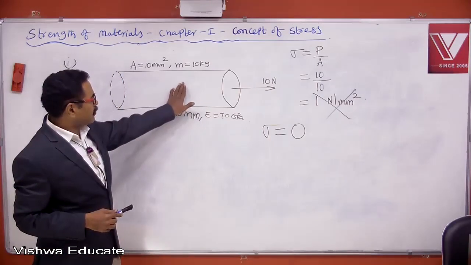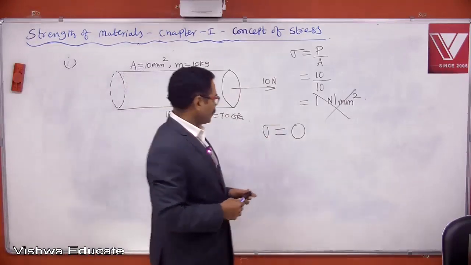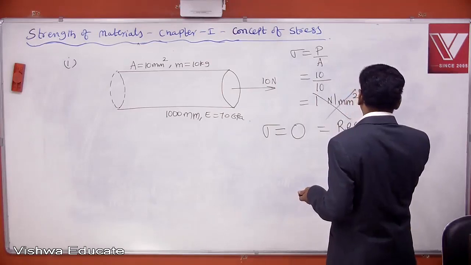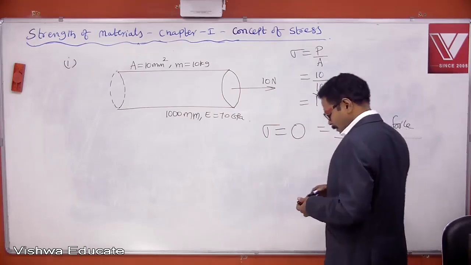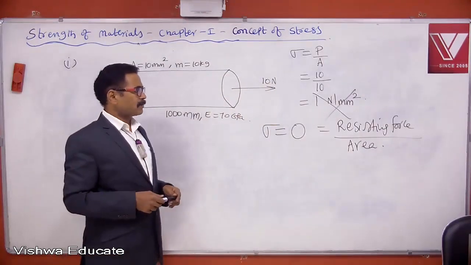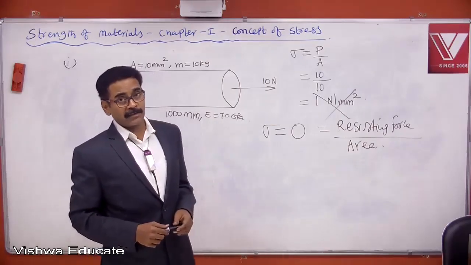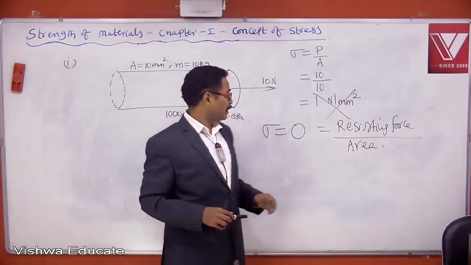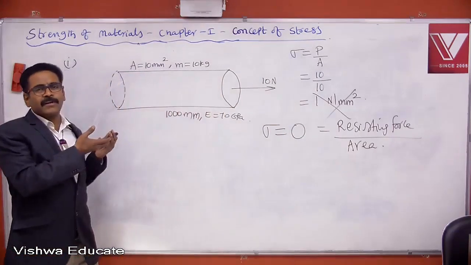This bar tends to move towards right with sudden acceleration. Since the resisting force offered by this bar is 0, stress is also 0. So stress is equal to resisting force by area. In this problem, resisting force is 0, so stress will also be 0. Never define stress as force by area. Stress is equal to resisting force by area. In this example, the bar is not offering any resisting force.